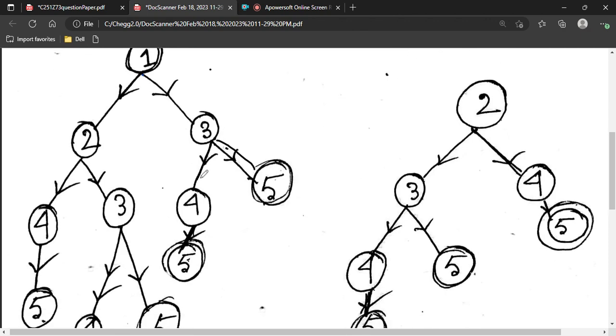Now if you are in stair 3 to 4, then if you are in stair number 4, how many choices do you have? You have no choice. You have to go 4 to 5 directly.